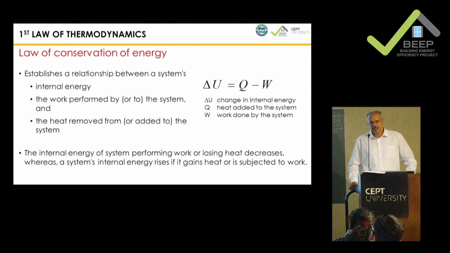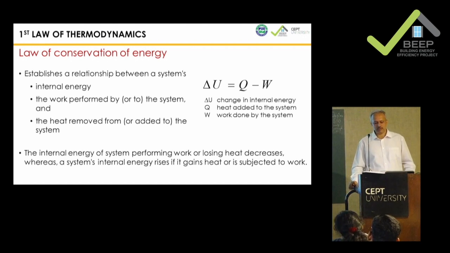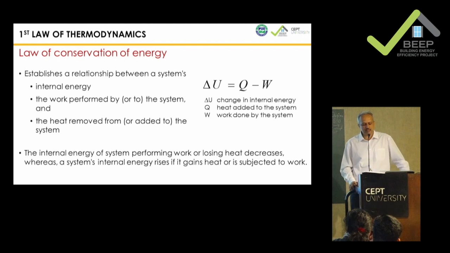The change in internal energy depends upon the amount of heat you add to the system and the amount of work it carries out. So delta U, the change in internal energy, is equivalent to the amount of heat you add to the system and the work it carries out. Delta U equals Q minus W.